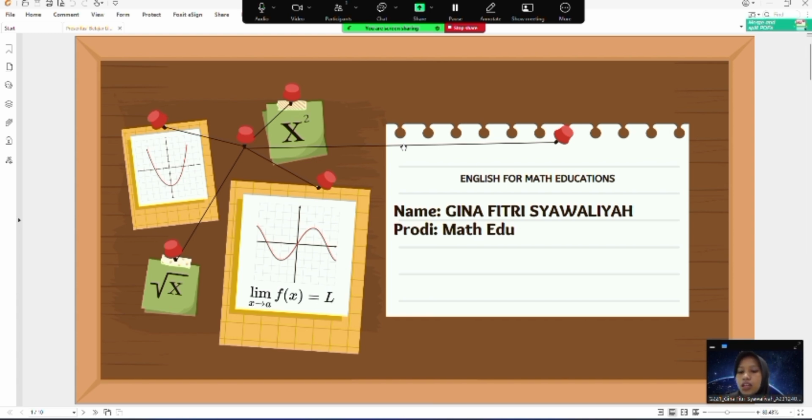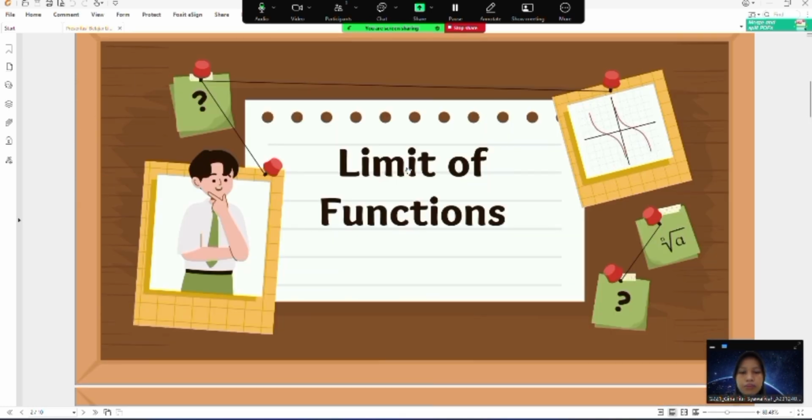Okay, now I will present my assignment from English Format Education that is about mathematics material at the high school level. And the topic that I bring is about limit of functions.